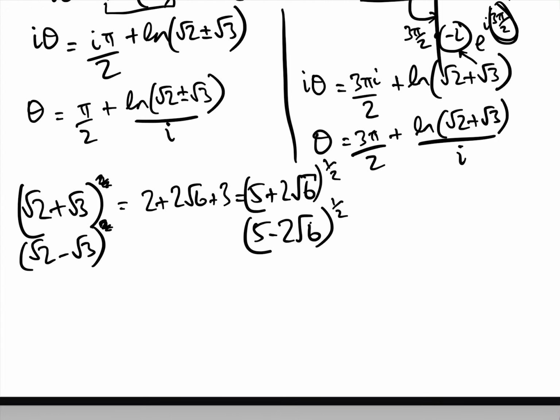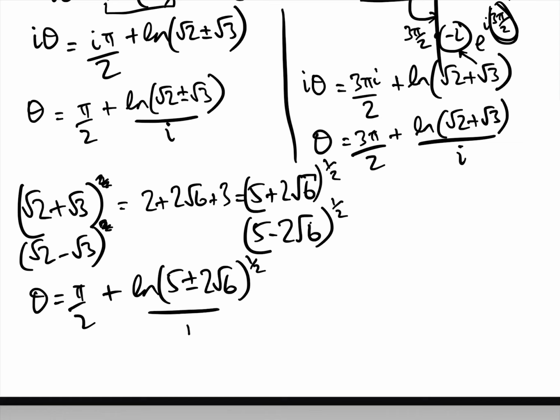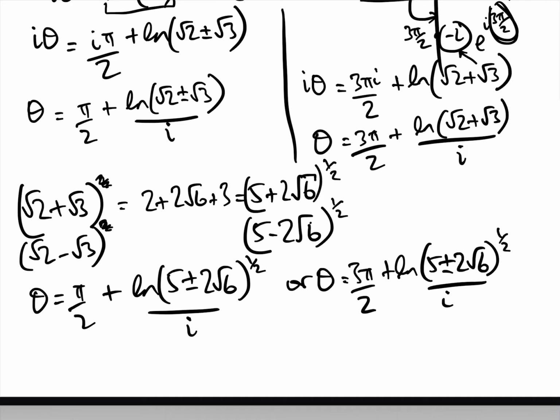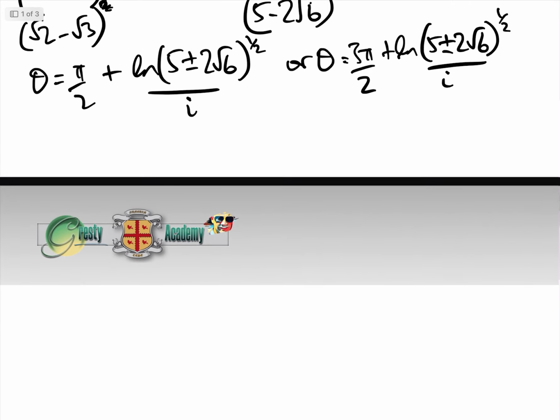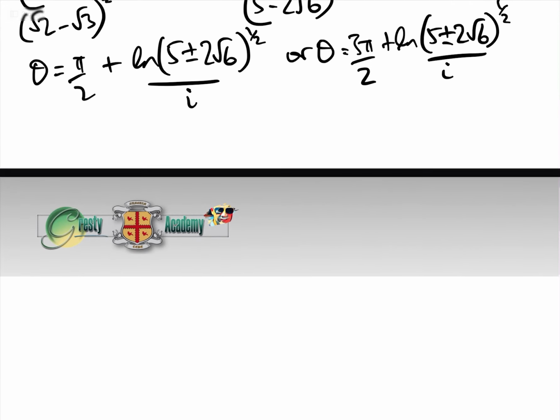So basically, we now have that theta equals pi over 2 add log of 5 plus or minus 2 root 6 to the half over i, or theta equals 3 pi over 2 add log of 5 plus or minus 2 root 6 to the half over i. And we're almost there now. We're just going to have to go on the next page. So all we need to do now is just multiply top and bottom here by i, and multiply top and bottom here by i, and then i times i is minus 1.